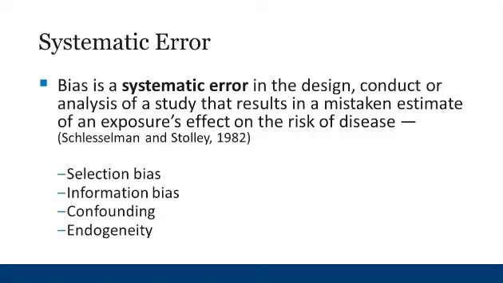When we think about systematic error, the first one that pops into my head, at least as an epidemiologist, is bias. So bias is a systematic error in the design, conduct, or analysis of a study that results in a mistaken estimate of the exposure's effect on the risk of disease. We're going to talk a little bit more, drilling down into this idea of systematic error, which is a big issue for research design. We'll talk about selection bias, information bias, confounding, and then also endogeneity.